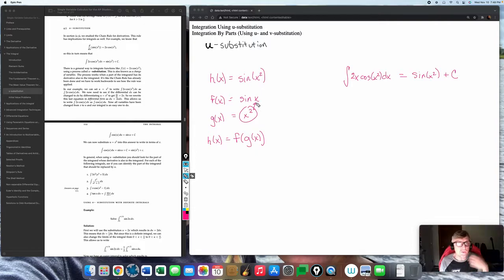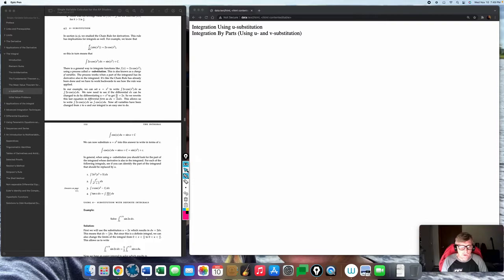And you have to be really good at seeing that. You have to be good at seeing what is the inside function, the innermost layer of the onion, if you will. And it's possible to have several layers. You could have f of g of h, or several different nestings of these compositions of functions.